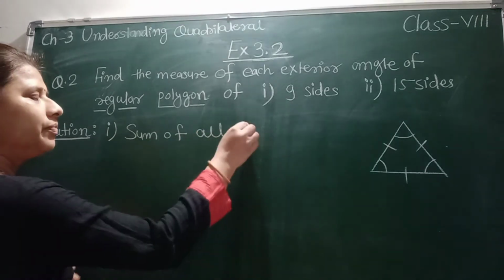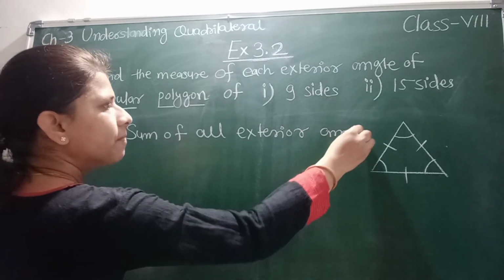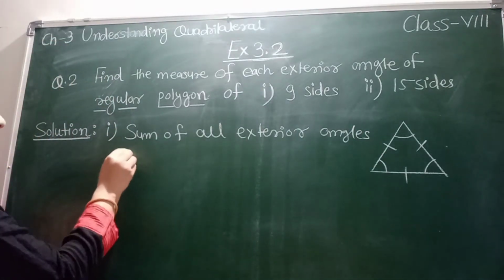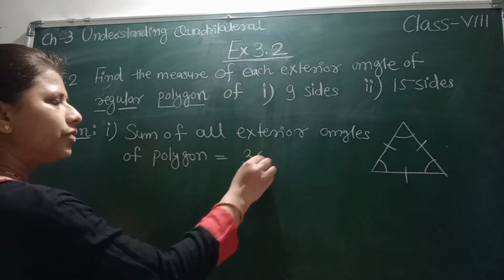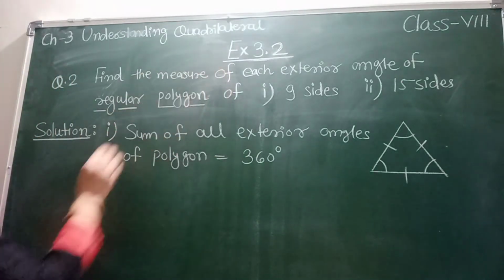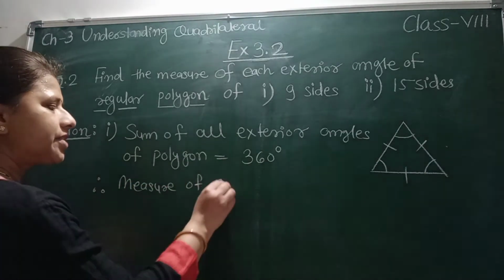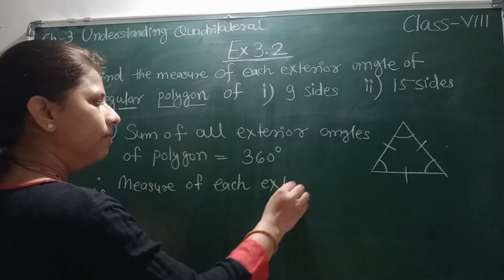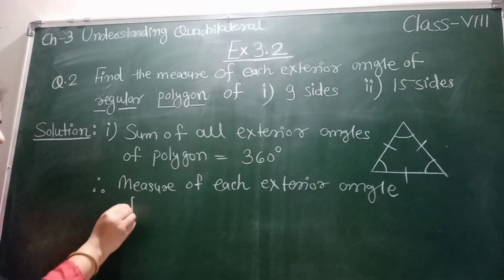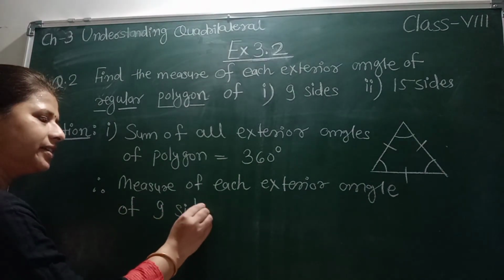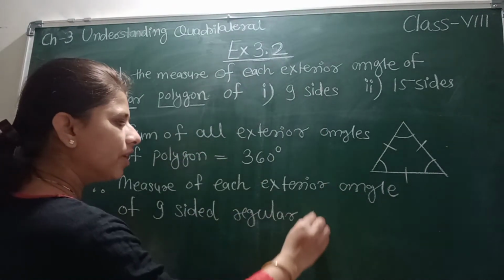Sum of all exterior angles of a polygon equals 360 degrees. And we have to find the measure of each exterior angle of a nine-sided regular polygon.